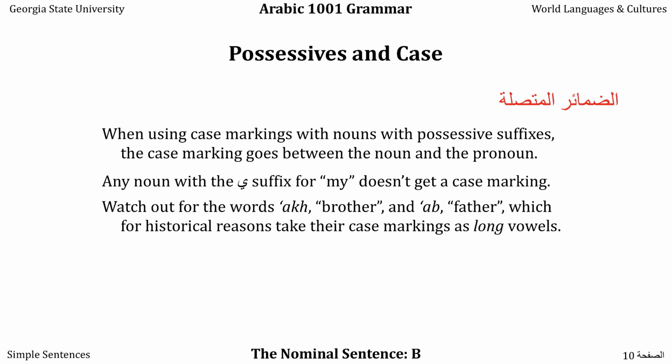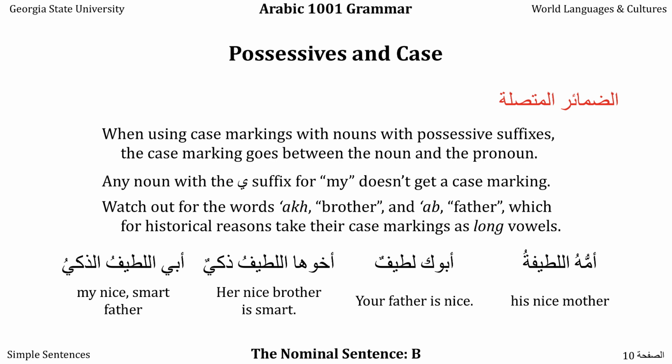And since we're talking about relatives, watch out for the words ach for brother and ab for father, which for historical reasons take their case markings as long vowels. So for "his nice mother," if we're saying it in fancy Arabic, we're going to say ummuhu. The second dhamma is for the possessive suffix. The first one is the case marking: ummuhu al-latifatu, his nice mother.